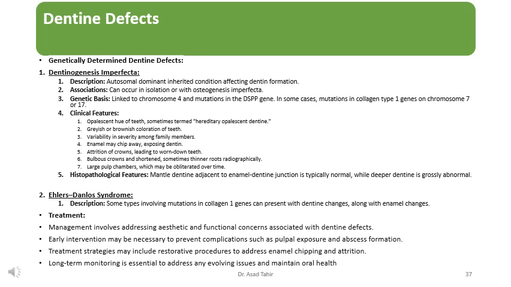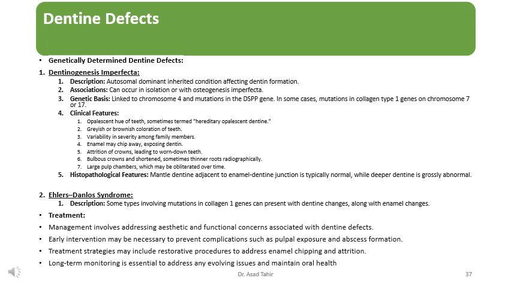Genetic base linked to chromosome 4 and mutations in the DSPP gene. In some cases, mutations in collagen type 1 genes on chromosome 7 or 17. Clinical features. Opalescent hue of teeth, sometimes termed hereditary opalescent dentine. Grayish or brownish coloration of teeth. Variability in severity among family members.